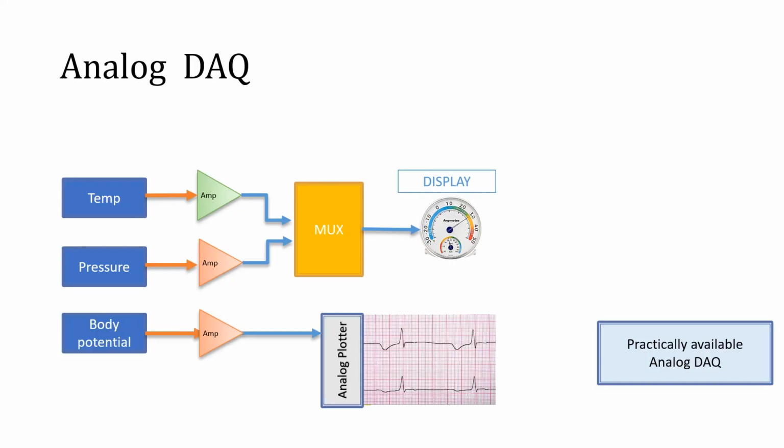This is another block diagram, a very interactive one. Here I have one example where you have temperature and pressure. We are amplifying the signal, which is coming either in millivolts or volts. Through an amplifier we are amplifying it and giving it to a multiplexer, and the multiplexer is connected to a display where two different displays are combined so that temperature can be displayed as well as pressure can be displayed.